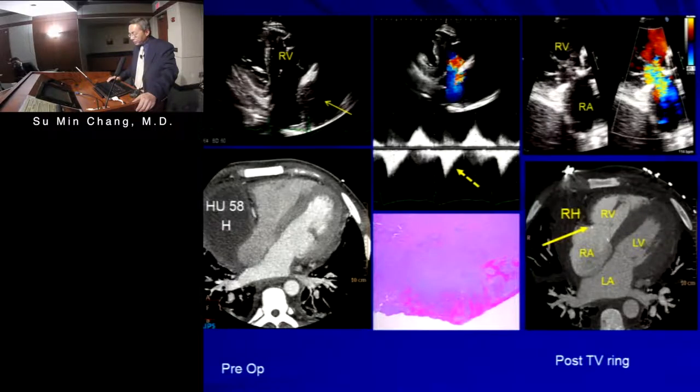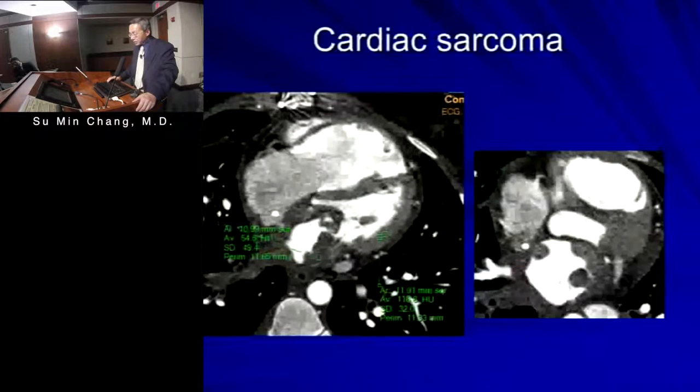Patient ended up having annuloplasty and ring placement. I'm going to skip this.